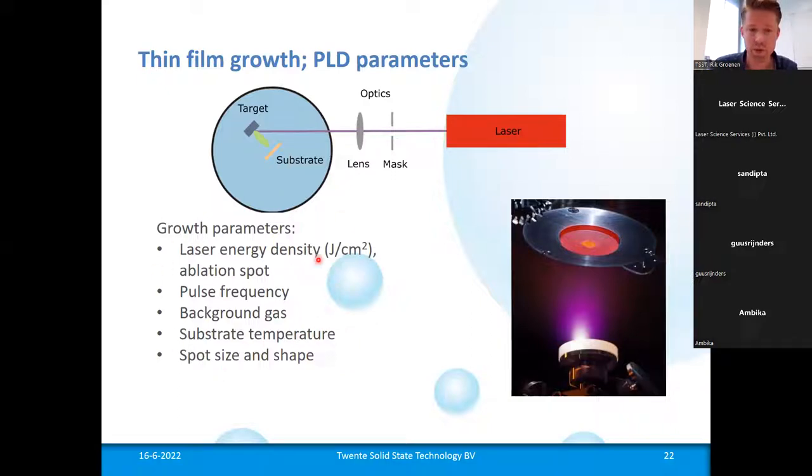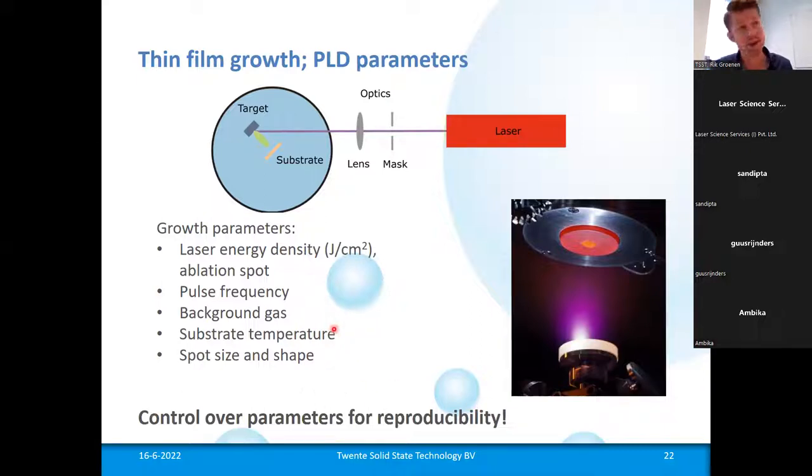And from a TSST point of view, we really develop the systems in such a way that you can nicely control these parameters, because in the end, it's all about reproducibility. As I will show, PLD, although straightforward in its mechanism, still has many unknowns. We don't entirely understand what all these parameters exactly do in terms of how they affect the plume and subsequently the film. So as an experimentalist, you want to be able to reproduce your parameters. You need to be sure that from run to run, parameters stay constant. And this is really the engineering challenge for us at TSST.